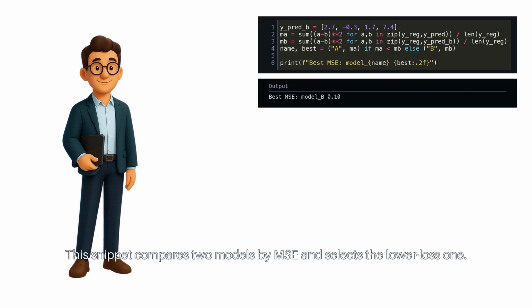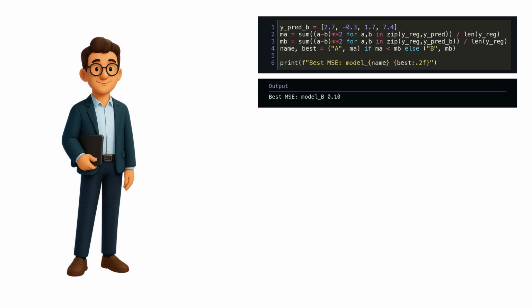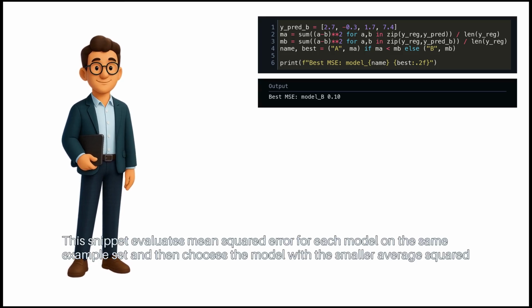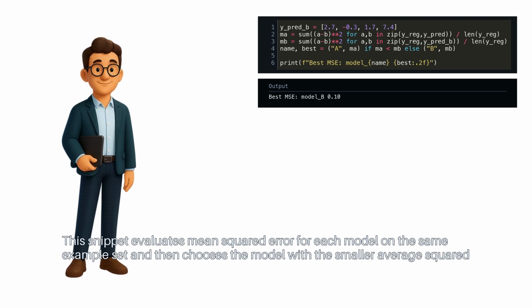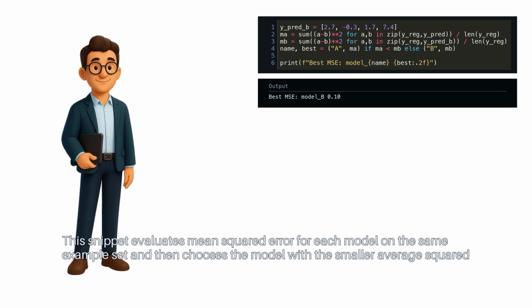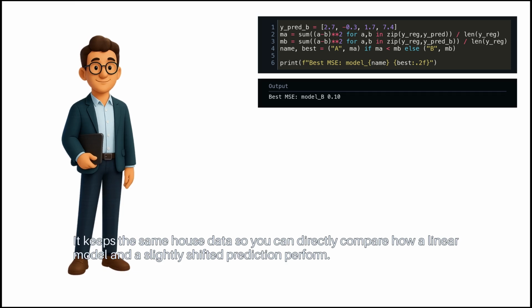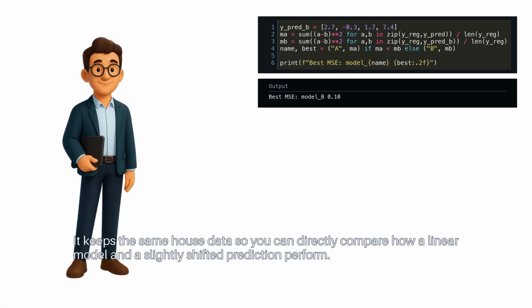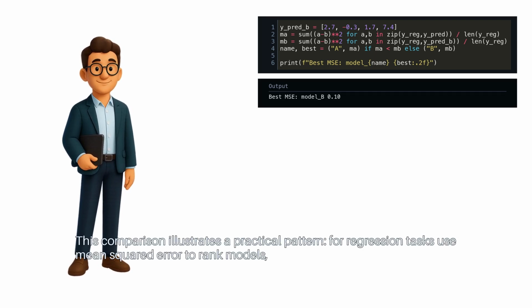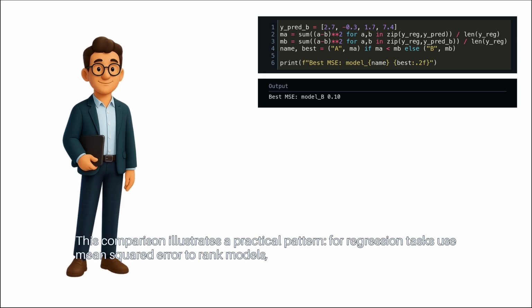This snippet compares two models by MSE and selects the lower loss one. This snippet evaluates mean-squared error for each model on the same example set, and then chooses the model with the smaller average squared error, demonstrating a simple model selection rule. It keeps the same house data, so you can directly compare how a linear model and a slightly shifted prediction perform. This comparison illustrates a practical pattern.